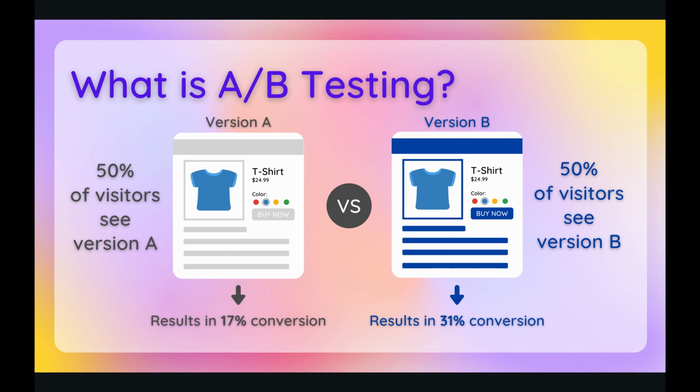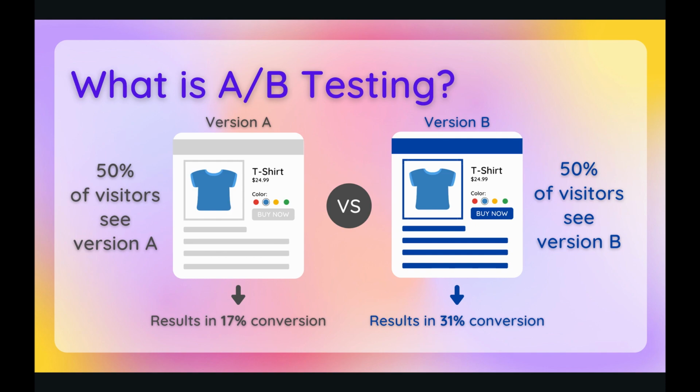Now remember, we don't have to do a 50-50 split. We could do something like a 20-80 or a 1-99. But for this example, let's say we did a 50-50 split. So again, this is the same time frame: 50% will be visiting version A, and 50% version B.